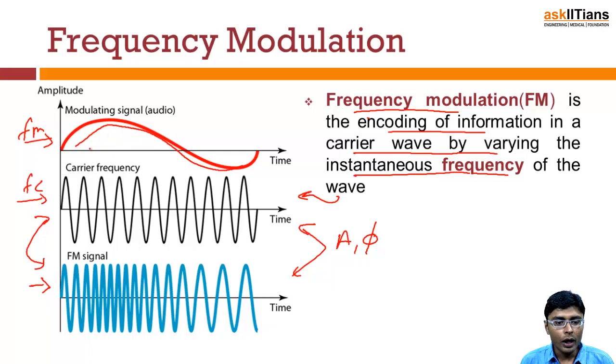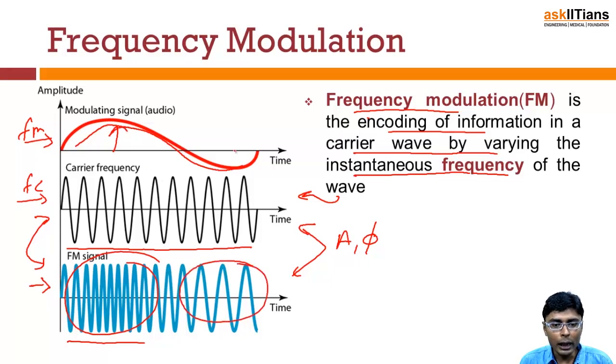You can see the frequency was fixed in the case of the carrier signal. But if you see the FM signal, the frequency increases when the amplitude increases, and the frequency decreases when the amplitude decreases. Okay, so we can see that our information is contained in the frequency of an FM signal. So in this way our signal looks like for the case of FM modulation.